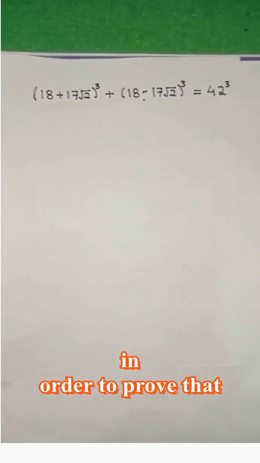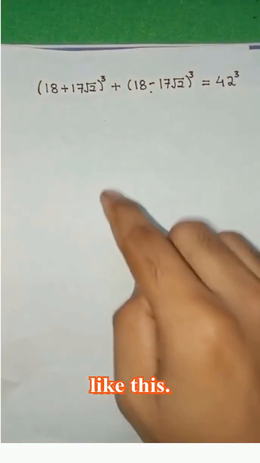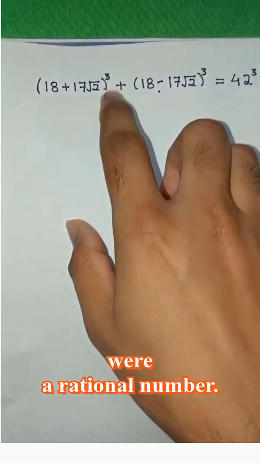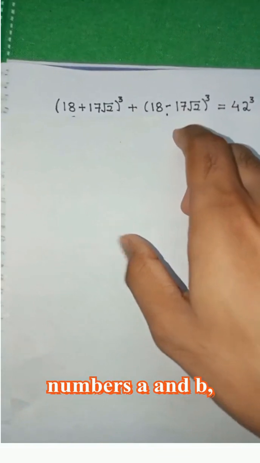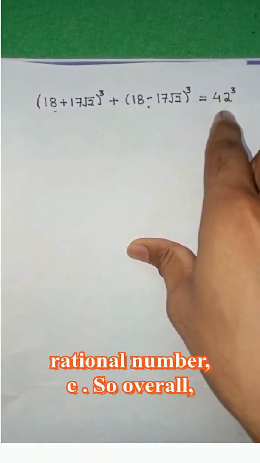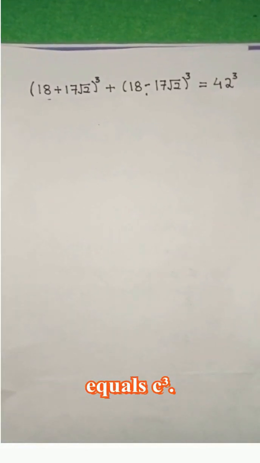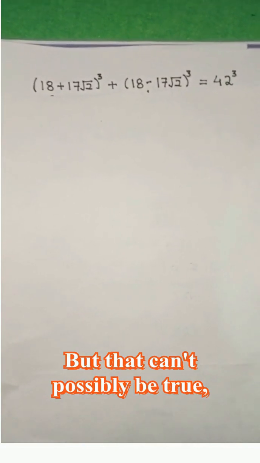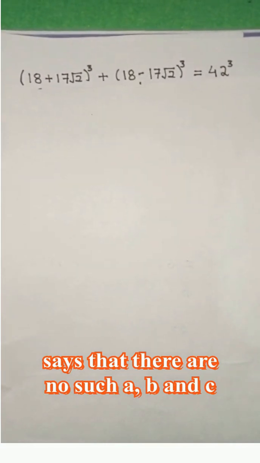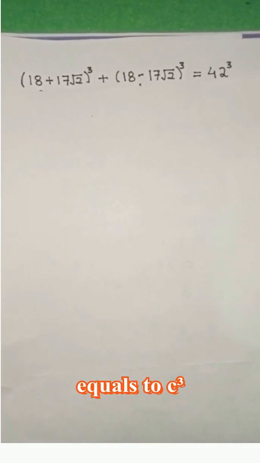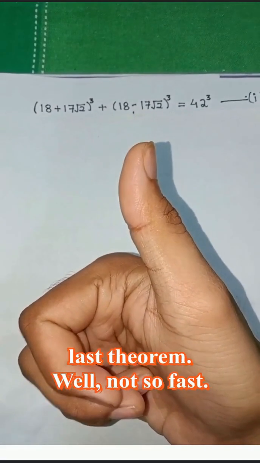Now, in order to prove that square root of 2 is not rational, the argument goes something like this. Let's say square root of 2 were a rational number, then both of these expressions would evaluate to some rational numbers a and b, and then we have another rational number c. So overall we would get rational numbers a, b, c such that a cube plus b cube equals c cube. But that can't possibly be true because Fermat's last theorem, which is now an established theorem, says that there are no such a, b, c such that a cube plus b cube equals c cube. So this is how you prove that square root of 2 is not a rational number using Fermat's last theorem.